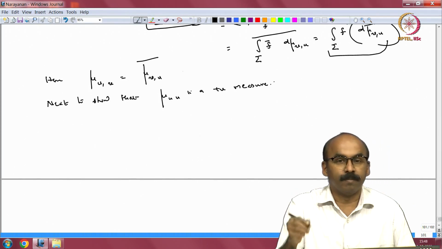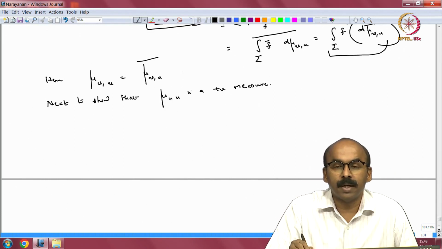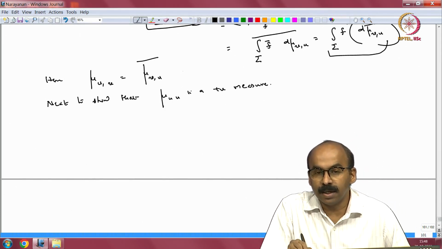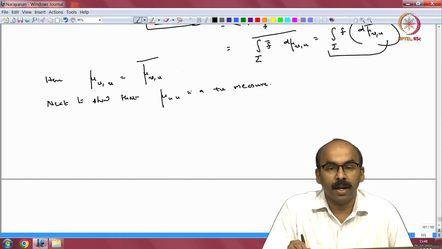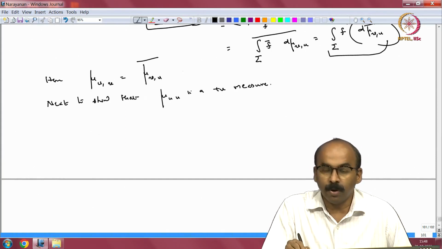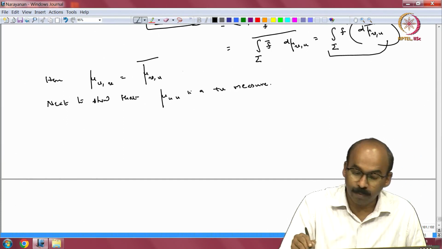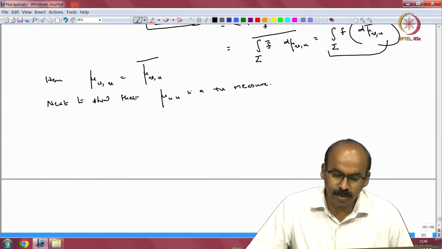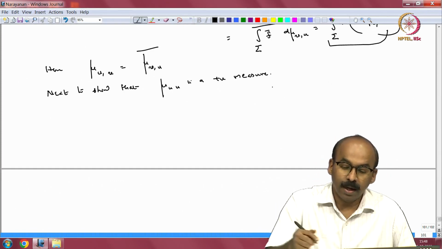Is a positive measure, okay. So, how do you show that some measure is positive? Well, you integrate against a positive function and see whether it is positive or not, right. If you integrate it against all positive functions and you get positive numbers, then the measure has to be positive, okay. So, that is what we will do. Again, you use the Gelfand transform.